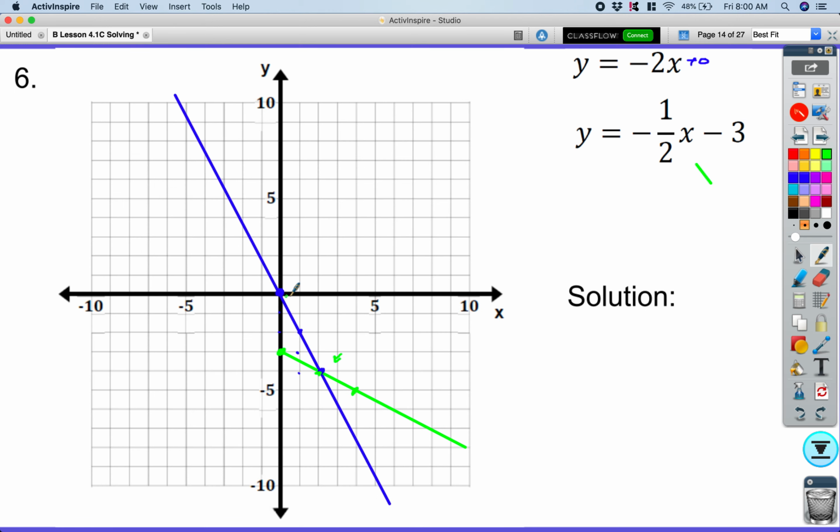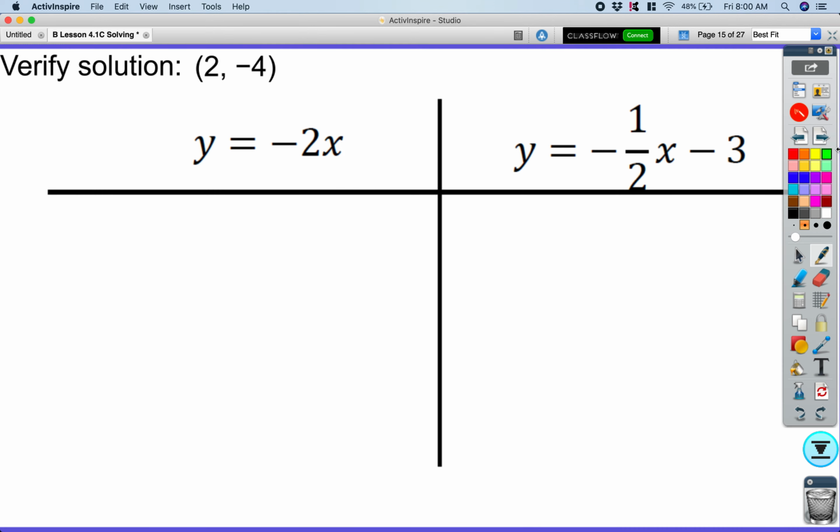And it looks like it's 1, 2. So I go to the right 2, and then I'm going to go down 1, 2, 3, 4. So it looks like the solution is (2, negative 4). Once again, we need to verify it's (2, negative 4) by plugging it in. So this would be my x, this would be my y. To get negative 4 is equal to negative 2 times 2. To get negative 4 equals negative 4.